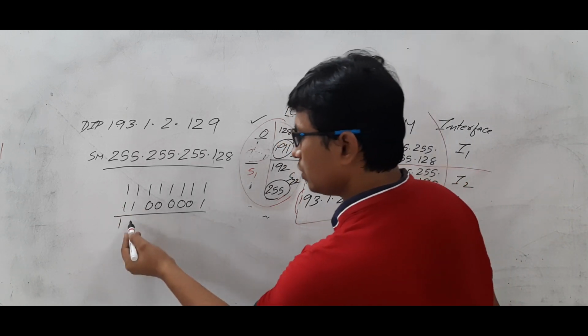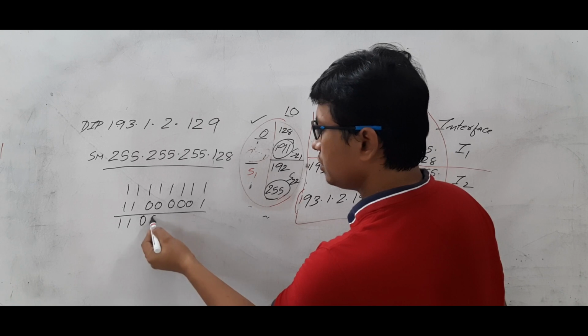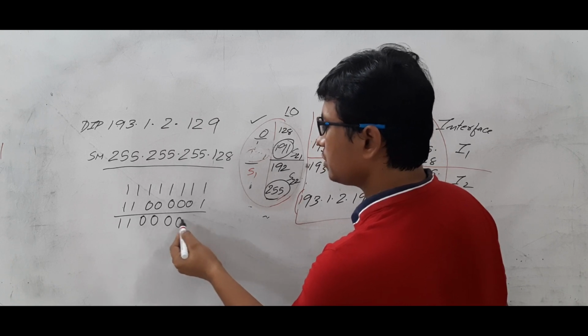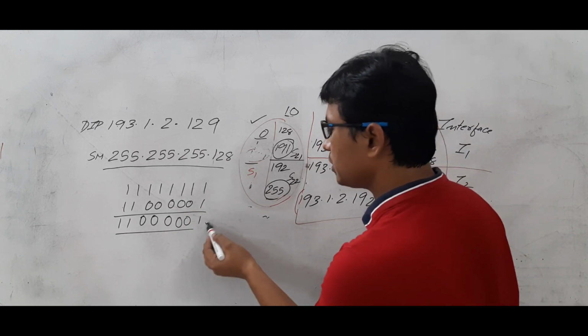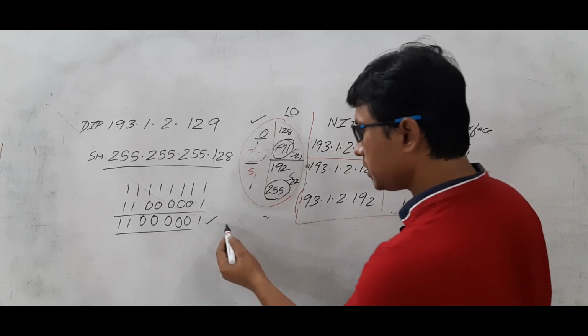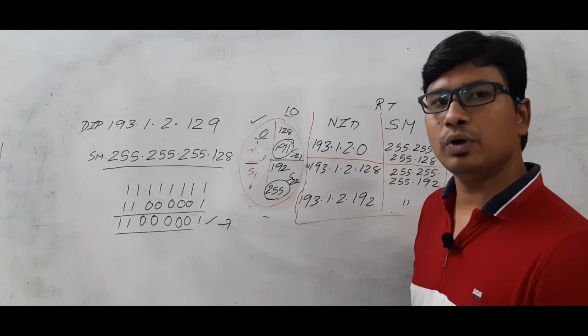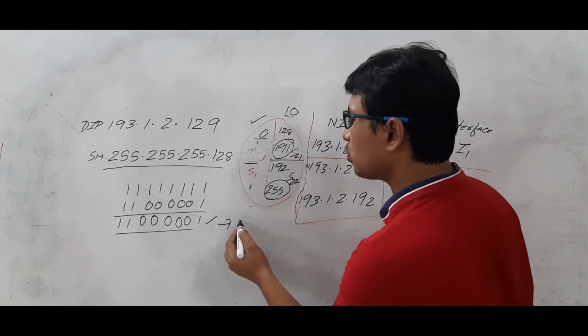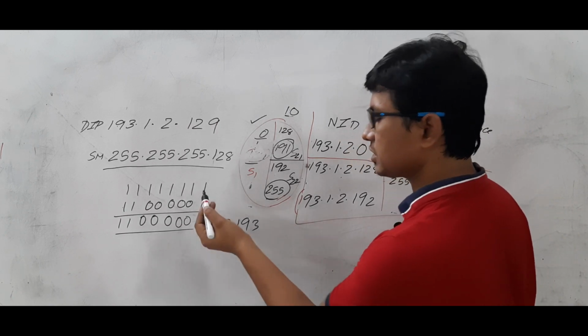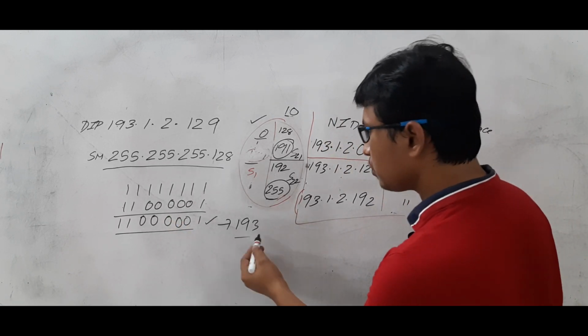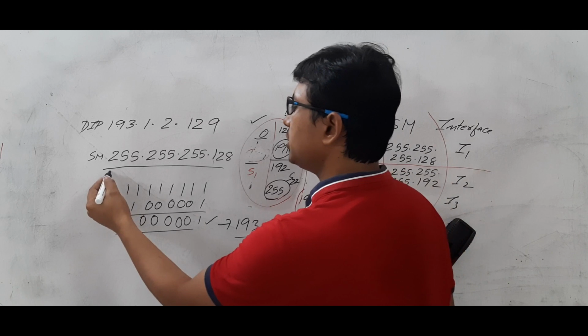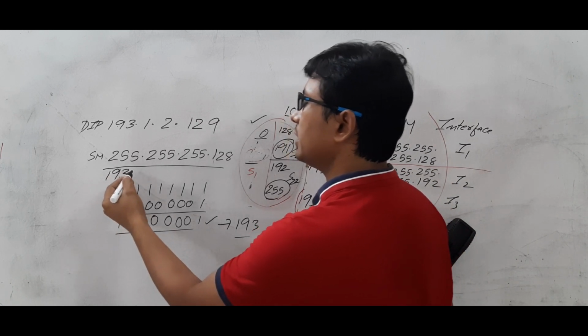1, 1, 0, 0, 0, 0, 0, 1. Am I right or wrong? So this is the number you will get. Can you convert it into a decimal number and tell me what number you will get? You will get 193. Because, sir, just now you have written 193 like this. So this is 193. If you perform bitwise AND, you will get 193.